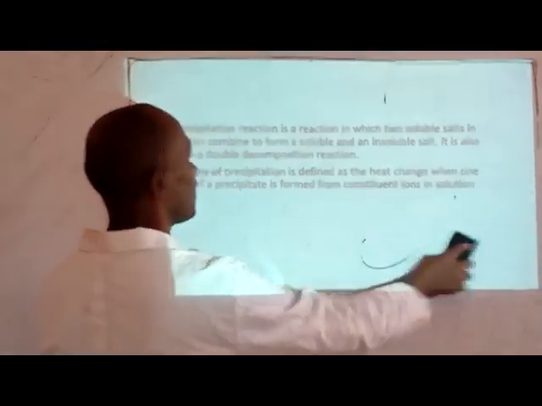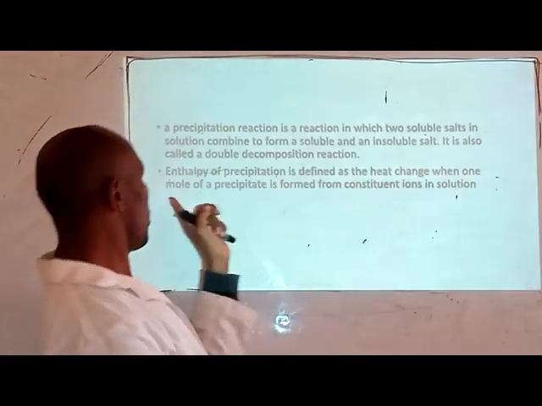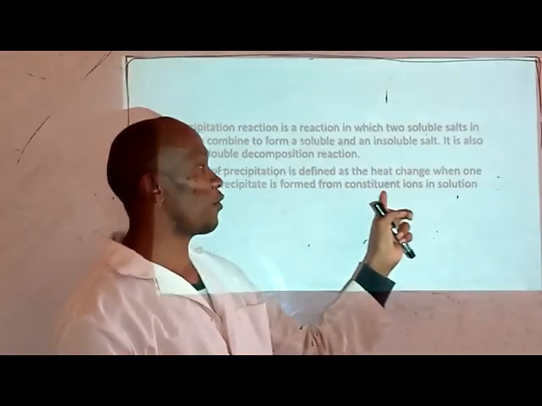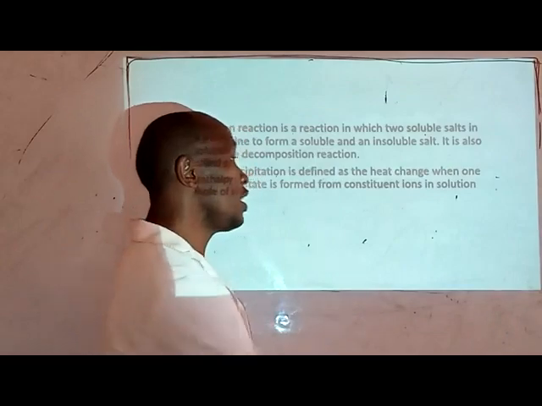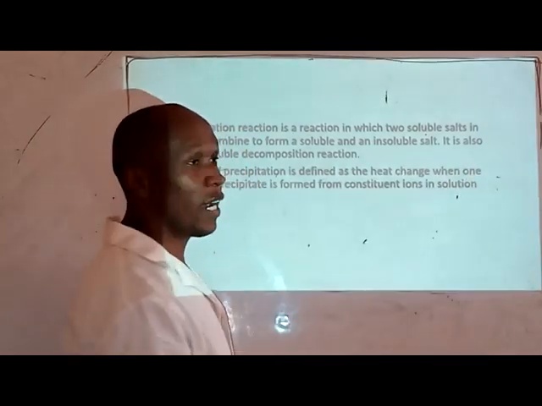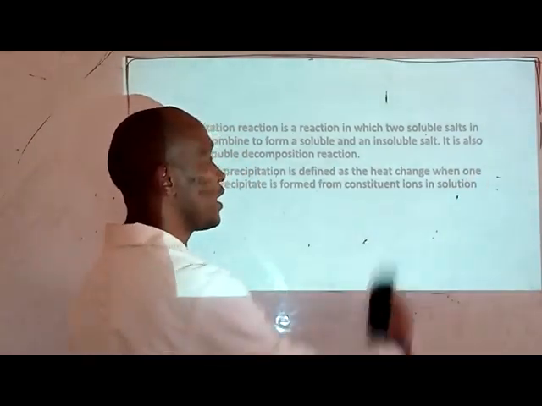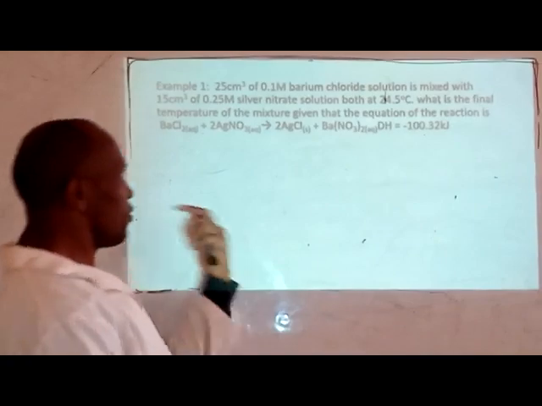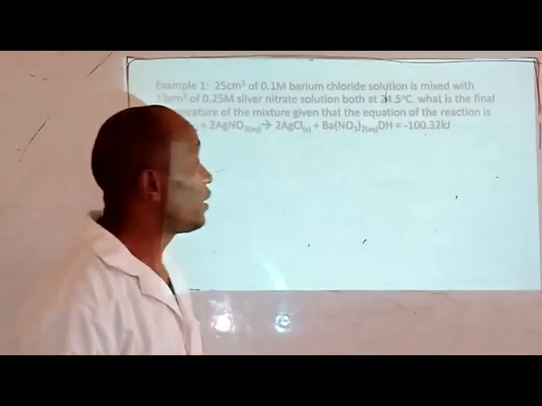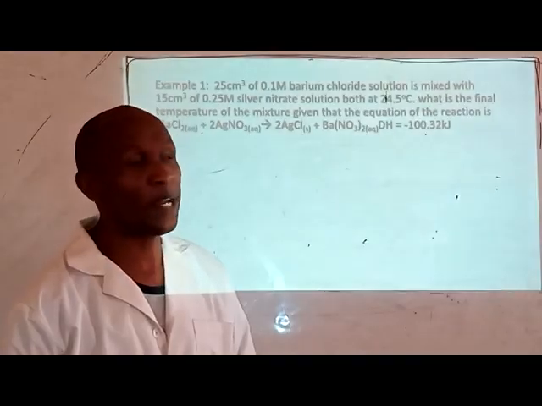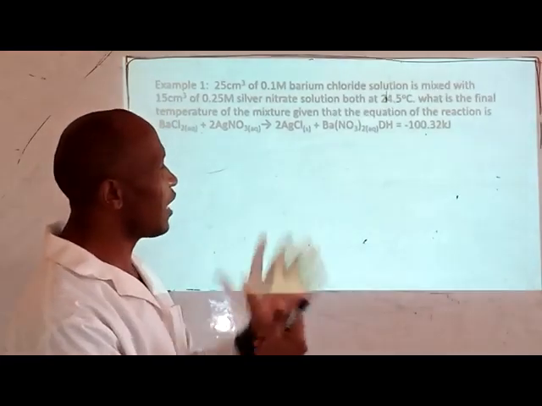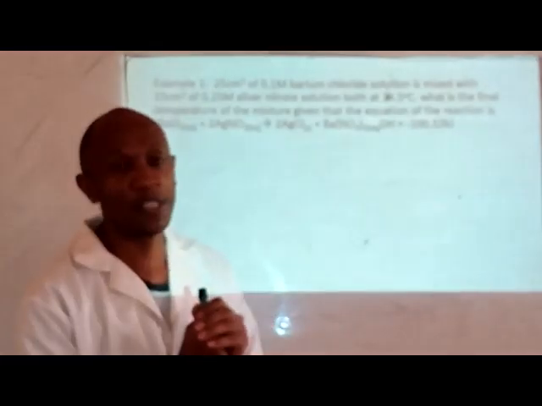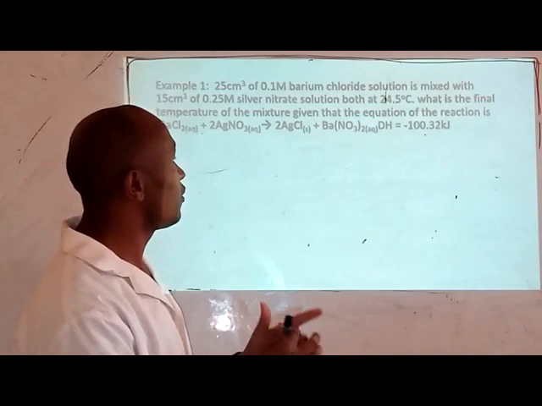So the enthalpy of precipitation is defined as a heat change when 1 mole of a precipitate is formed from the constituent ions in solution. Then you can add at a standard state if it is a standard enthalpy that you are defining. The example, there we are, and you could pause the video, wrestle with it, and see whether we get to the same thing.